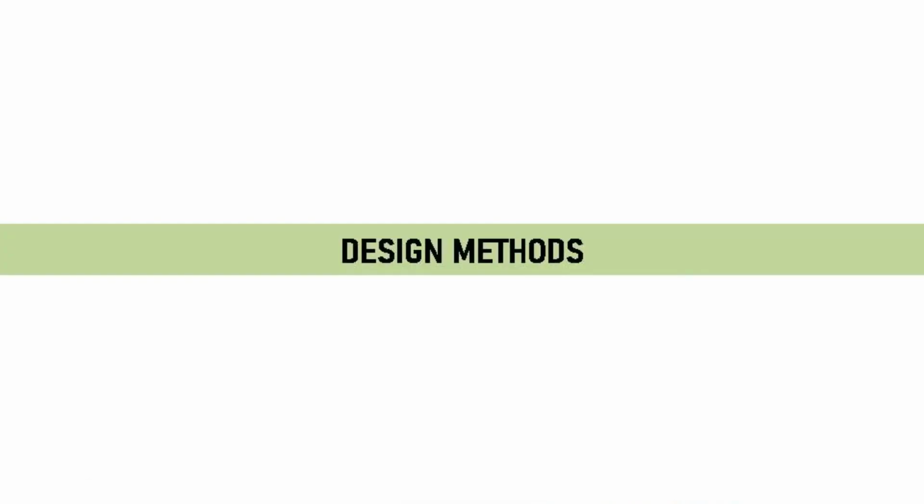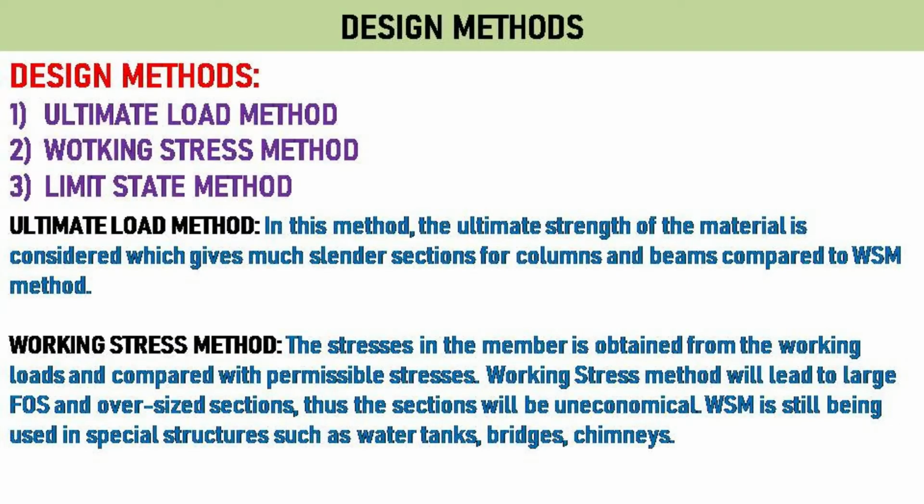Now we will know about design methods. Slide 12. Different design methods which we have are: 1. Ultimate load method. 2. Working stress method, WSM. 3. Limit state method, LSM. First, the ultimate load method. In this method, the ultimate strength of the material is considered, which gives much slender sections for columns and beams, compared to the working stress method.